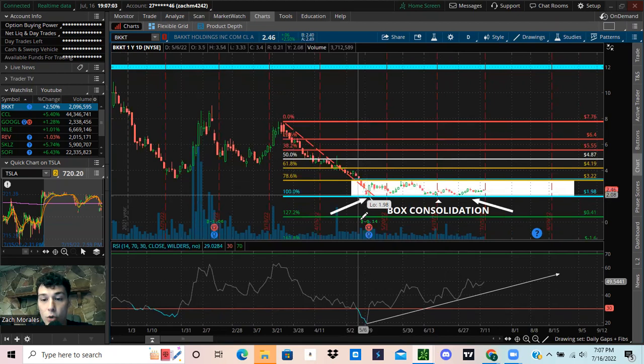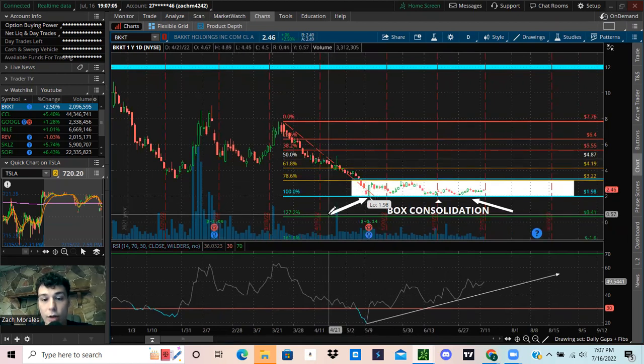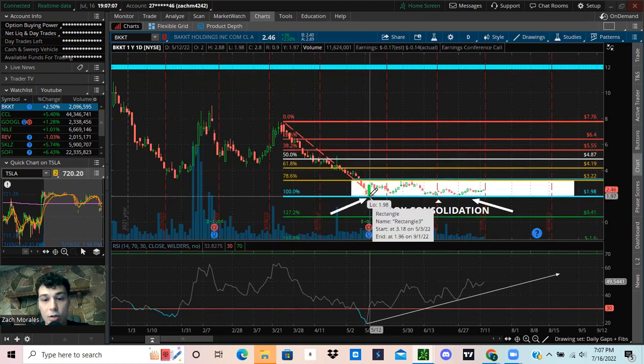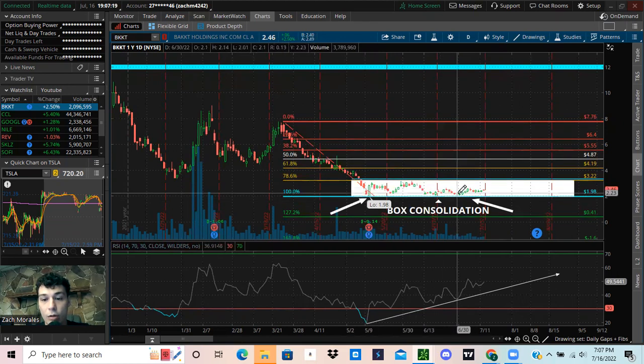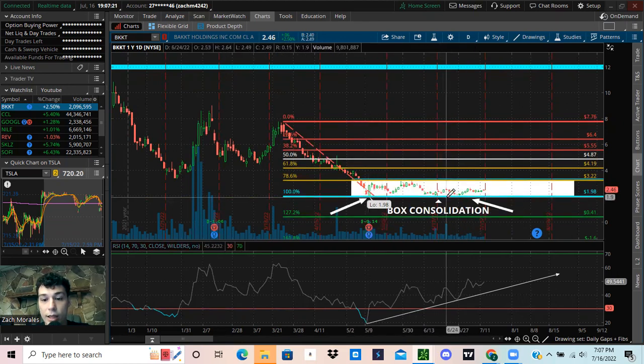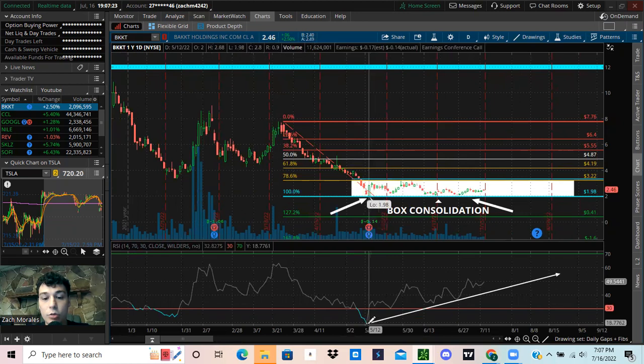The thing I like the most about it, I want you to take a look at these two arrows right here. I want you to look at this candlestick, and then this candlestick. You can see here, we've tested the same level of $1.98 three times. So we made a low, same low, same low. We're making consistent lows, but look at the strength.